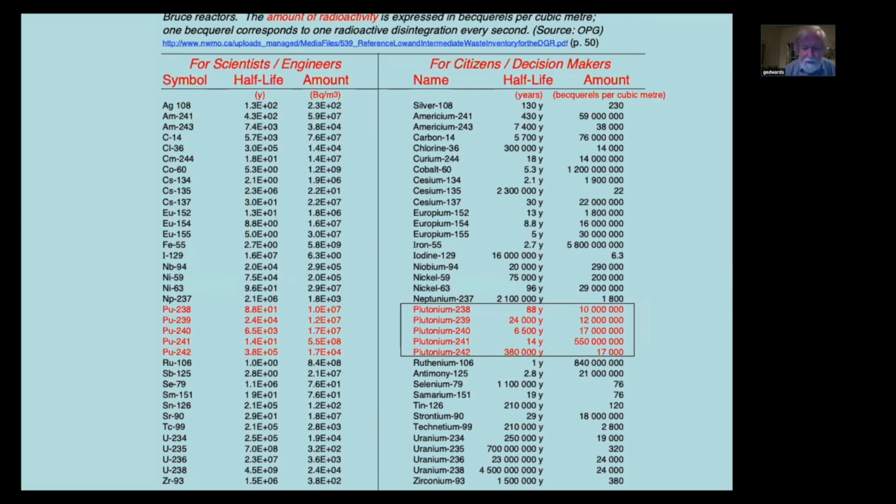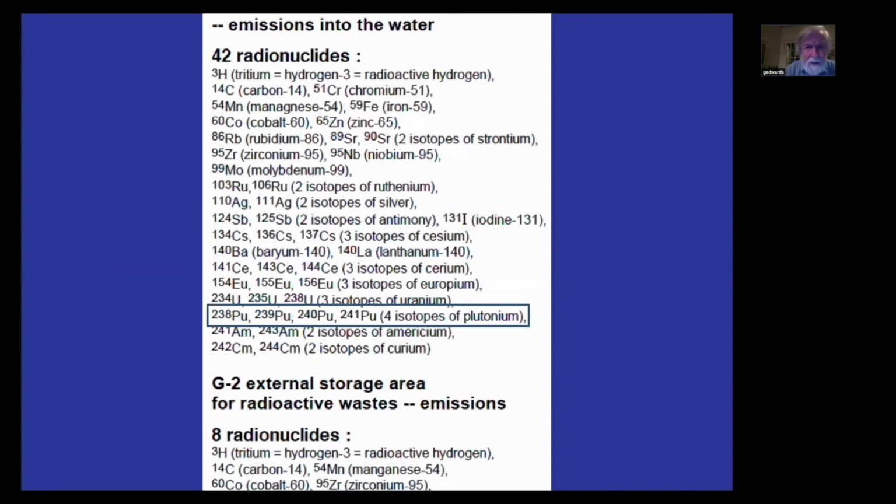As I say, any kind of damage to the fuel will release radioactive materials. Here's an example from my province of Quebec. The Gentilly-2 reactor, which has now been shut down, they listed during hearings, they had public hearings on the dry storage of used fuel, and they listed 42 radionuclides that are routinely emitted from the plant into the water and also into the air. And you'll notice that there are plutonium isotopes down there, 4 isotopes of plutonium. I drew a little rectangle around it.